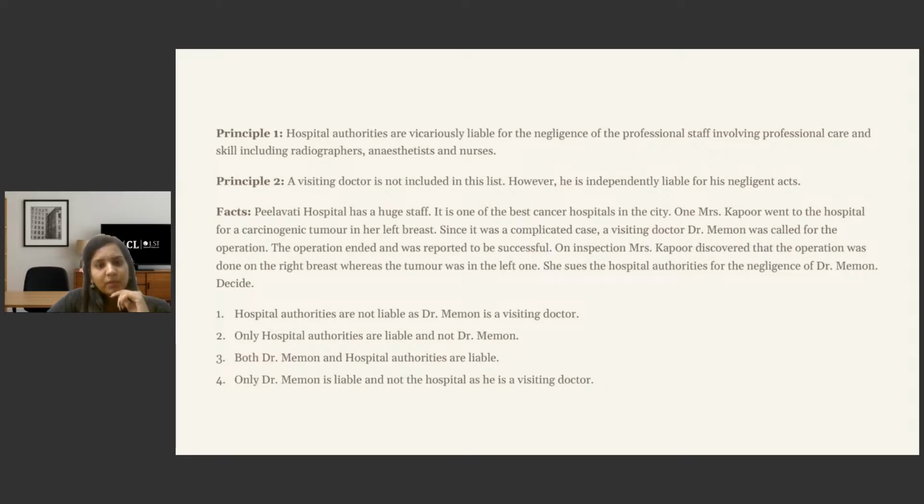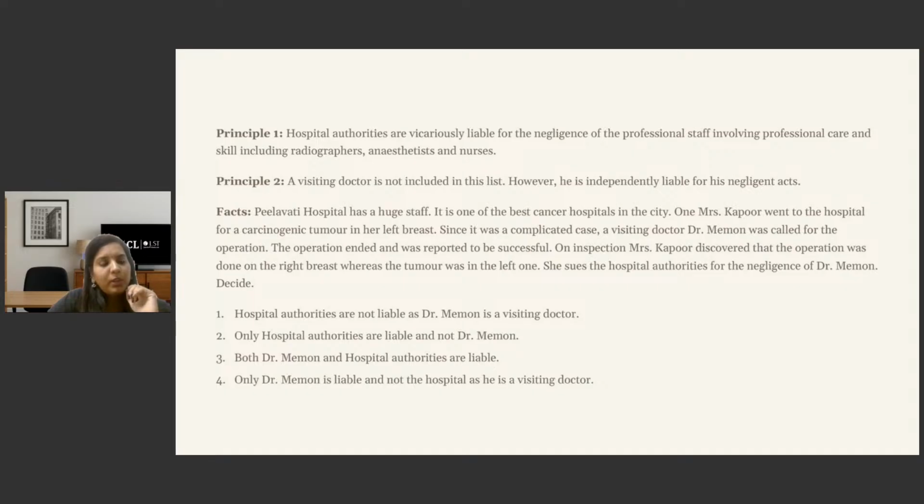Kapoor discovered the operation was done on the right breast, while the tumor was in the left one. She sues the hospital authorities for the negligence of Dr. Memon. Decide. Here, if the visiting doctor is not included in the list, however, he is independently liable for the negligent act. So you need to decide the liability of the person with respect to what principle is given.